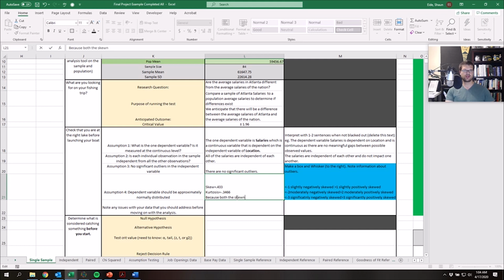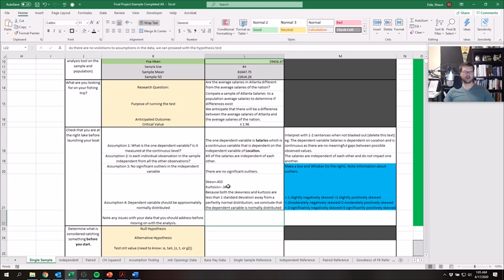because both the skewness and kurtosis are less than 1 standard deviation away from a perfectly normal distribution, we conclude that the dependent variable is normally distributed.